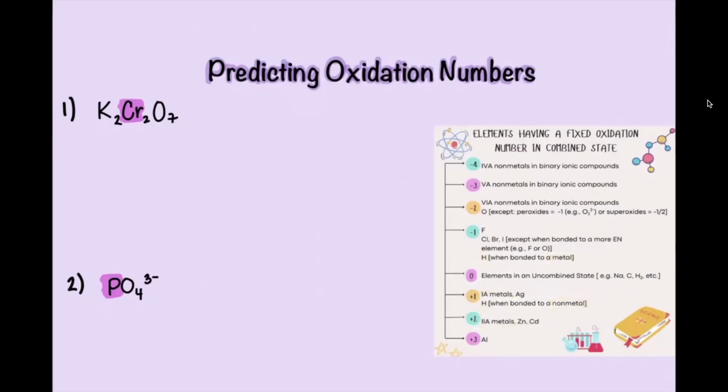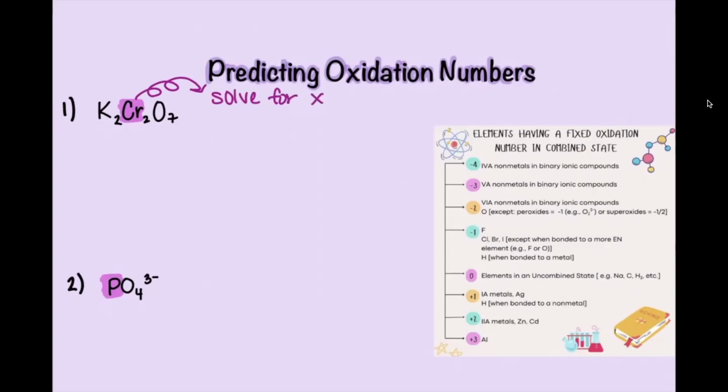this section. You see, the sum of all oxidation numbers must equal the compound's total charge. And for neutral compounds, the sum must be 0. But for ions, the sum must be their charge. So I want you to think about solving for the unknown variable, solving for x.